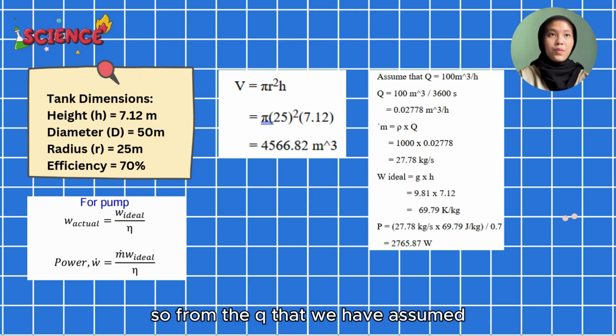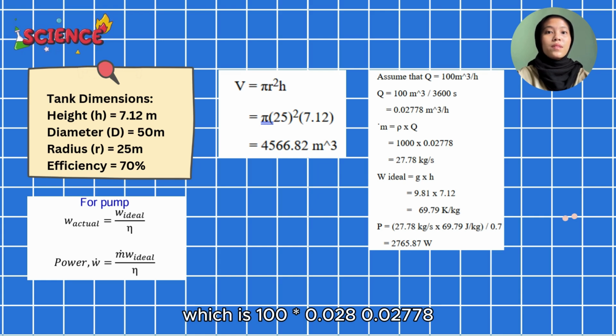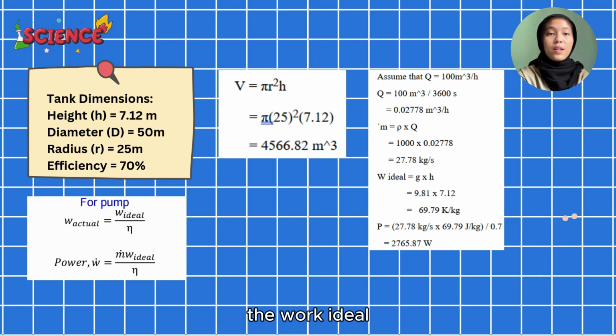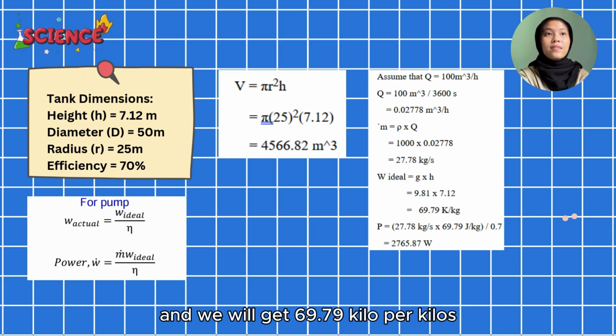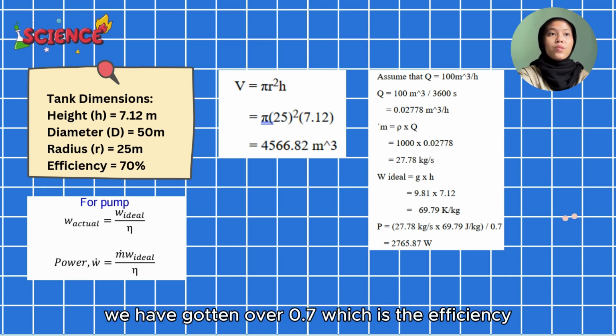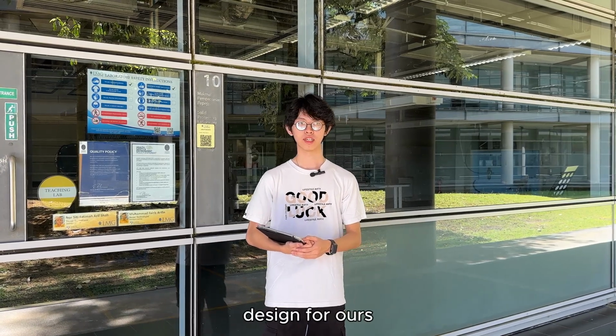So from the Q that we have assumed, we can now calculate the mass flow rate, which is equal to density times Q, which is 100 times 0.02778, which is equal to 27.78 kilogram per second. And we will get the work ideal, which is equal to g times h, 9.87 times 7.12, and we will get 69.79 kilojoule. And now we can calculate the pump power, which is equivalent to the mass flow rate that we have gotten and also the work ideal that we have gotten over 0.7, which is the efficiency, and then we will get the answer of 2765.87 watt.